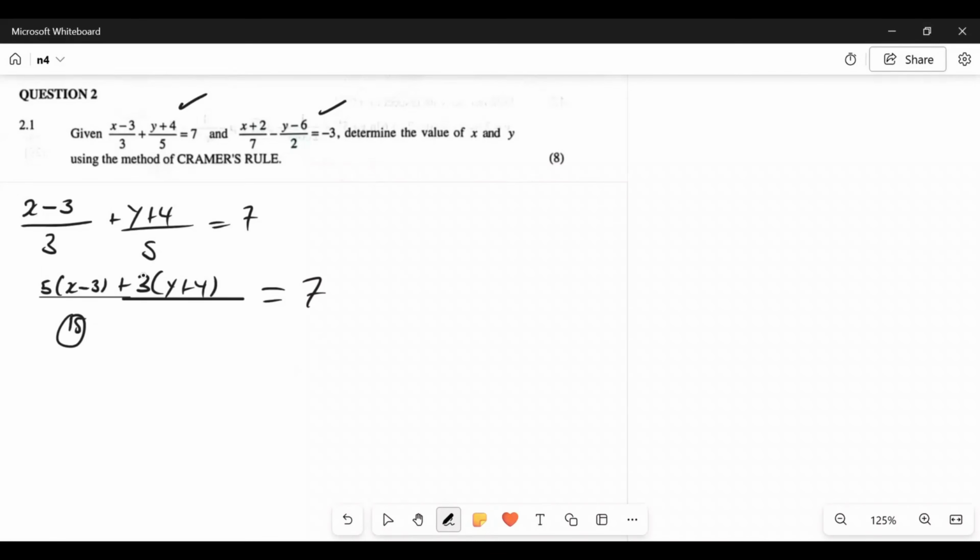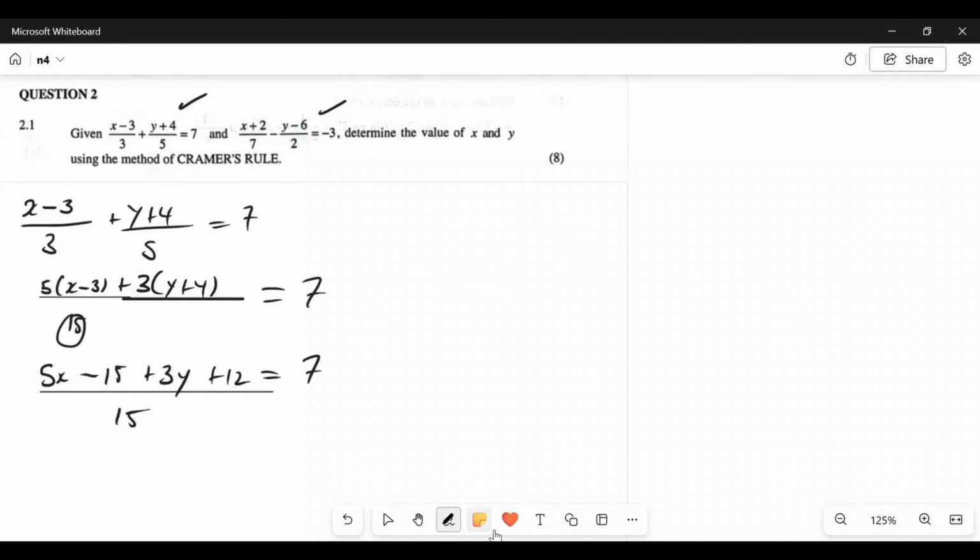Now on the numerator, we need to get rid of the bracket. This is going to give us 5x minus 15. On the second term, we have 3 multiplied by y plus 4. So this is going to give us 3y plus 12. And then we can divide by 15. So this is equaling to 7.